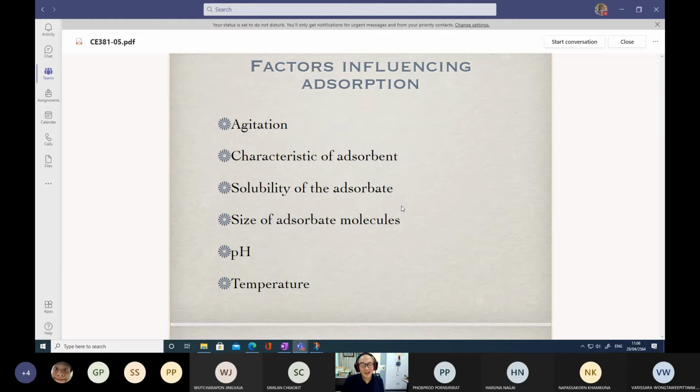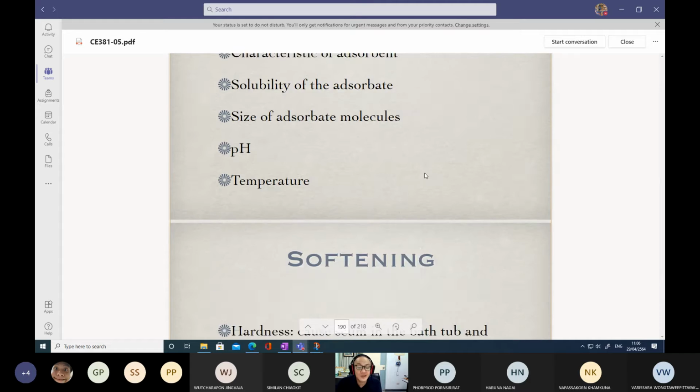pH, the lower pH will cause acidic conditions, and the acidic conditions may actually affect the adsorptive capacities. So basically, these are the major factors affecting the adsorption process.